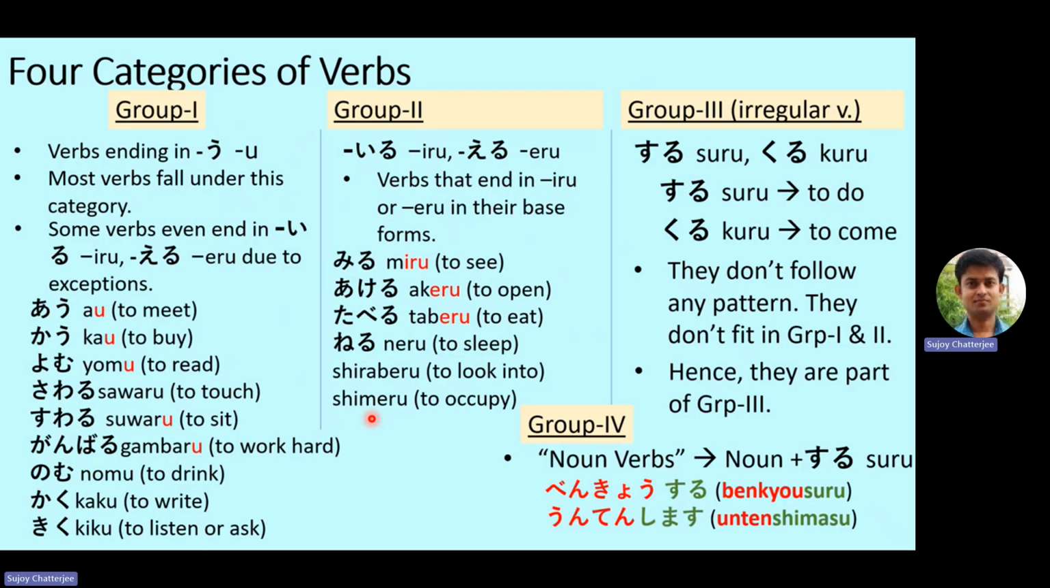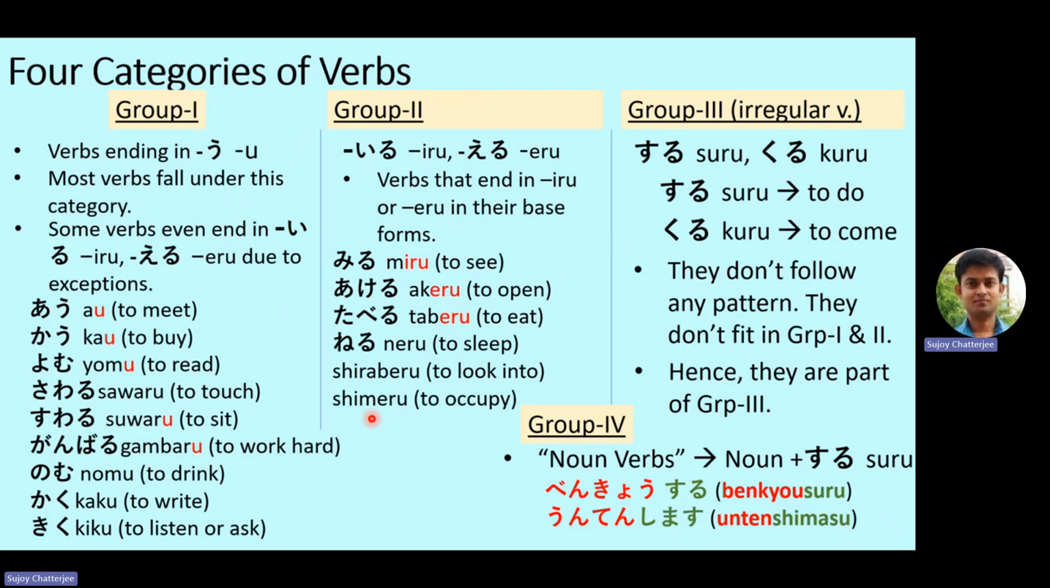Unten suru or unten shimas. So unten is driving, which is a noun, and when we add shimas at the end, it becomes a verb. So these are called noun verbs. So in this way, these are the 4 categories of verbs in Japanese that we have studied earlier.